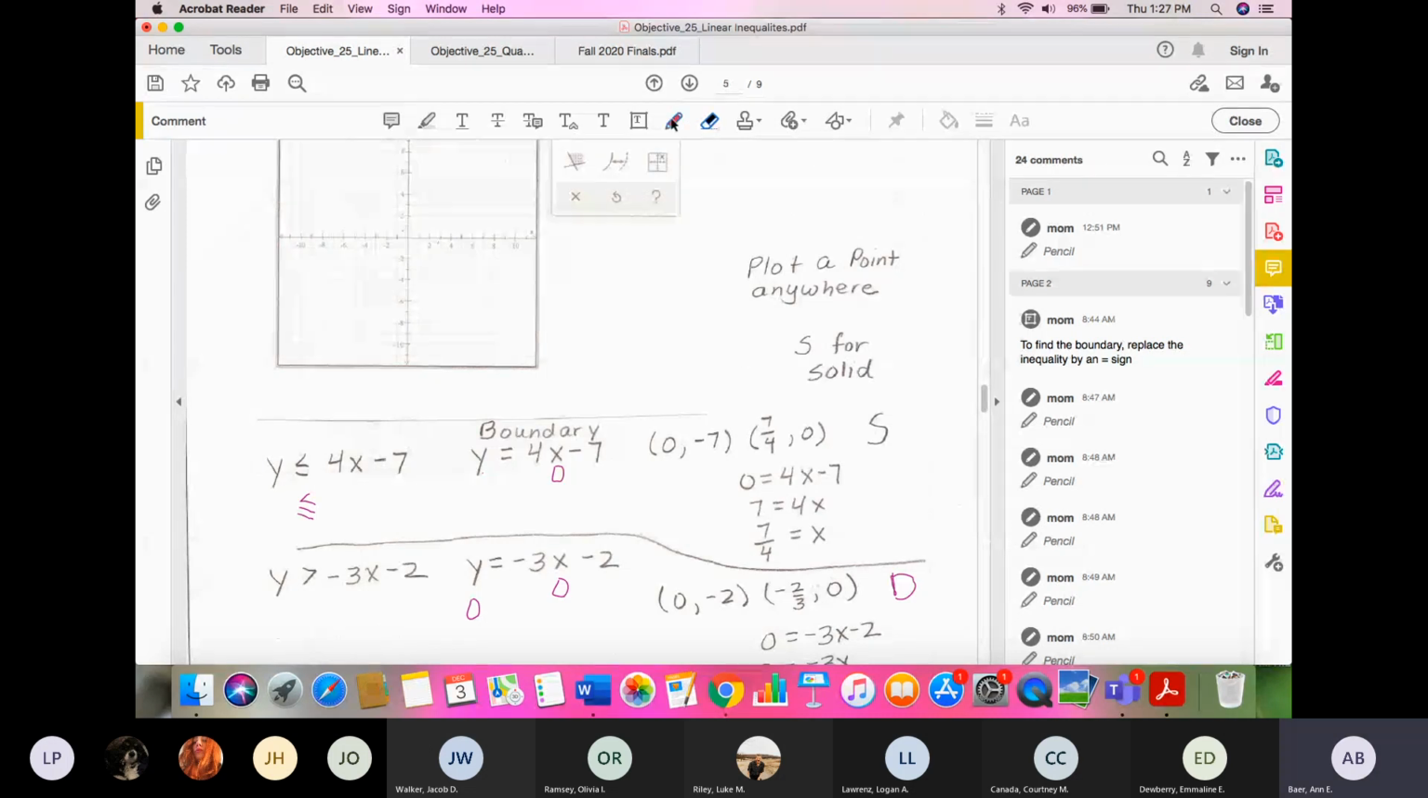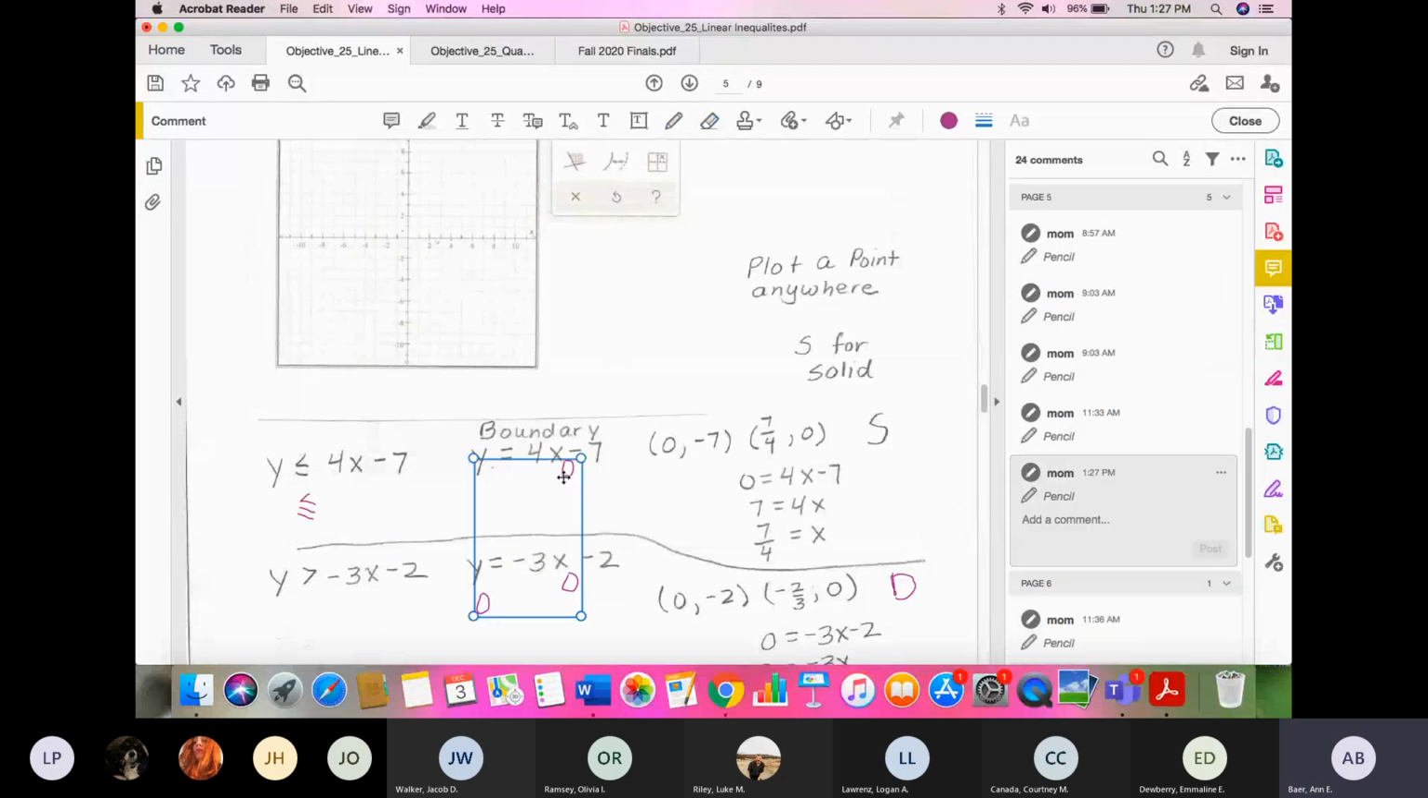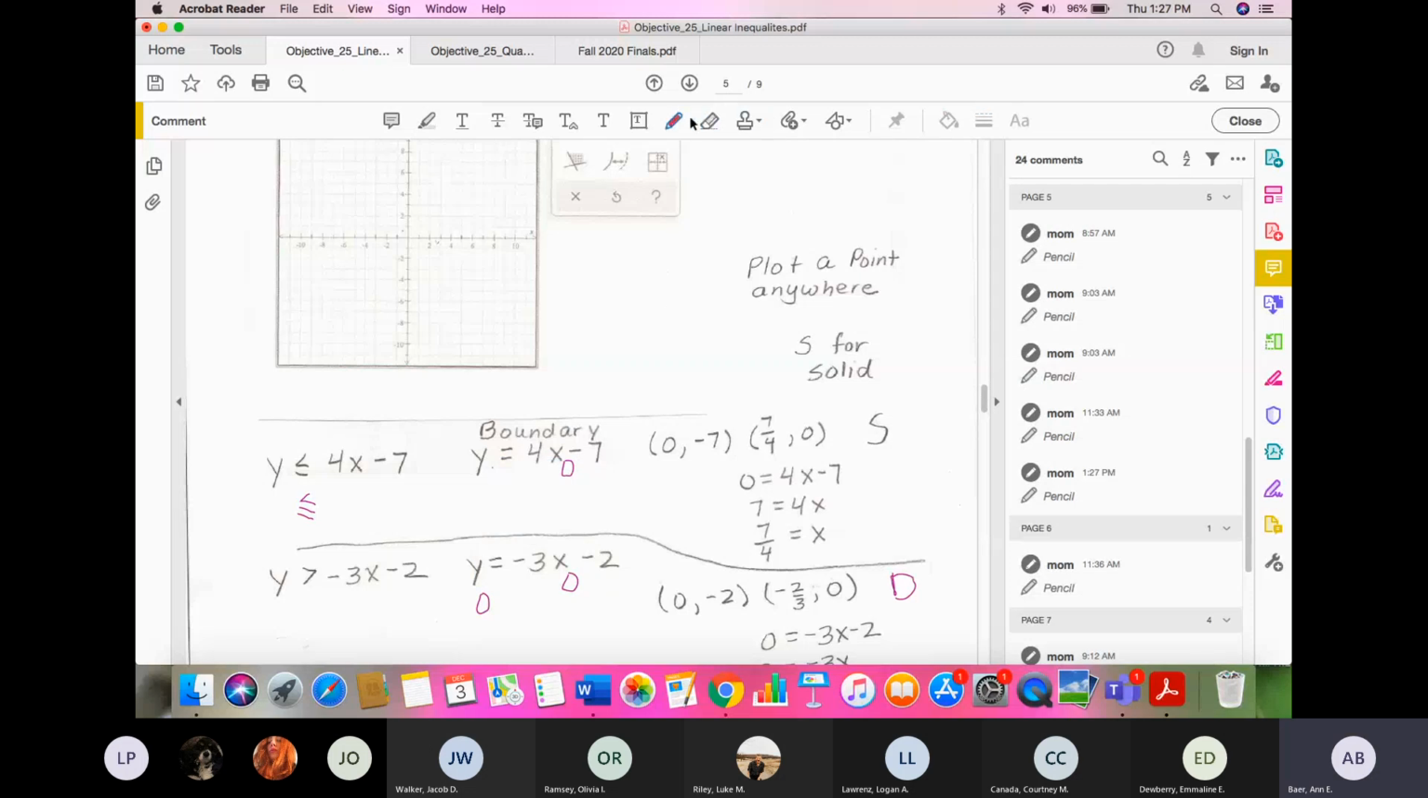Let's do the other one. Let me get the eraser. Let's do the other one. Yeah, I don't have it. Got to be careful with that eraser. Never know what it's going to grab.